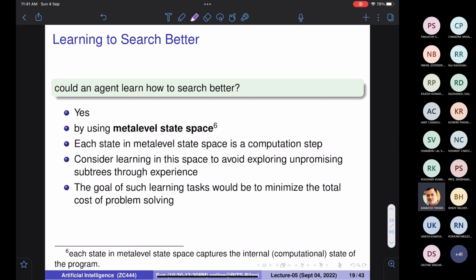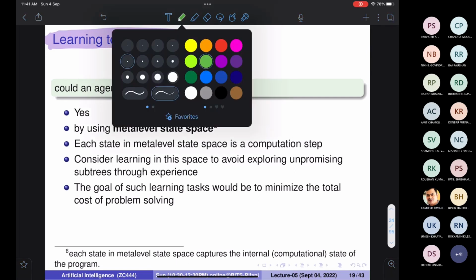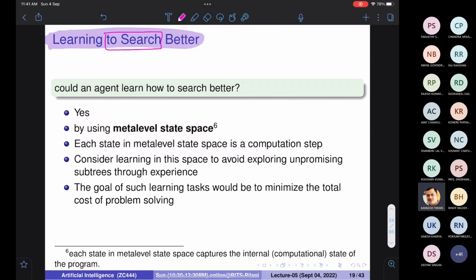Very elegant example. Okay. Now we want to discuss something that is a very interesting idea: learning to search better. To search better means what? What do I mean by to search? The different methods that we have seen, DFS, BFS, A star, and different variations of these algorithms, are the methods to search. Okay. So can we design something that tells how to search better? Can we design something?